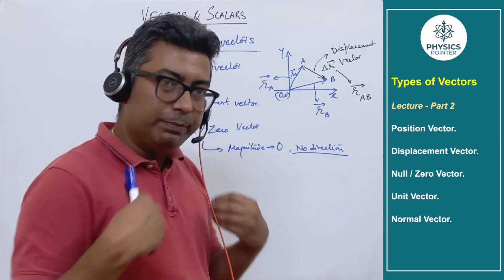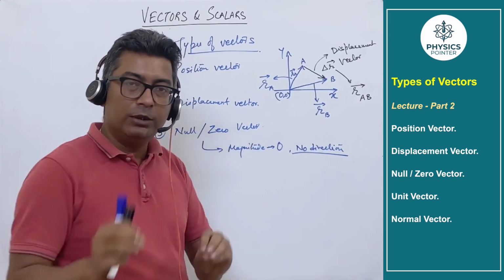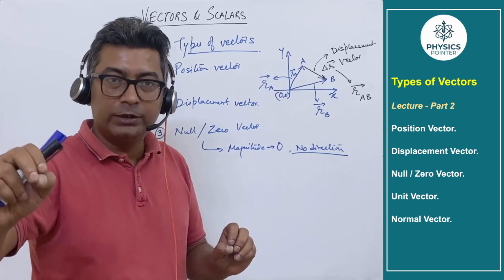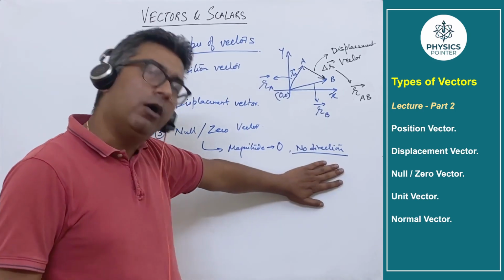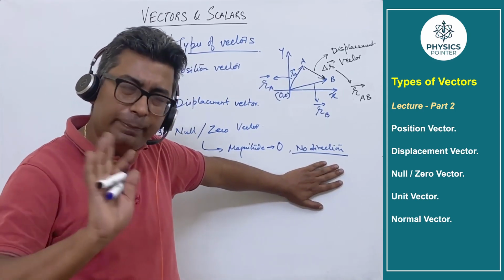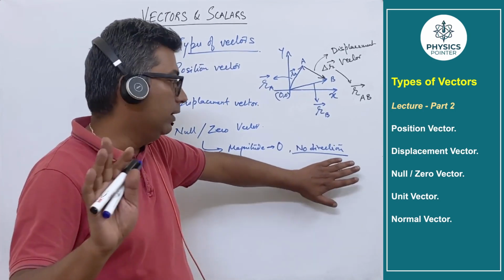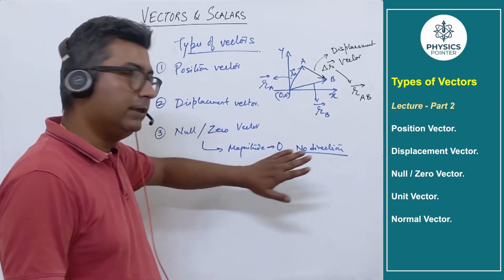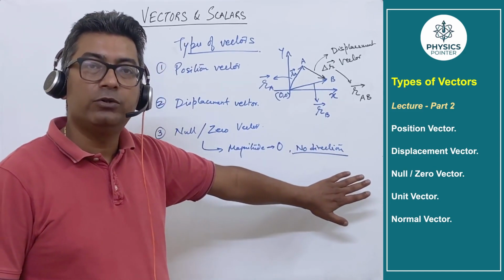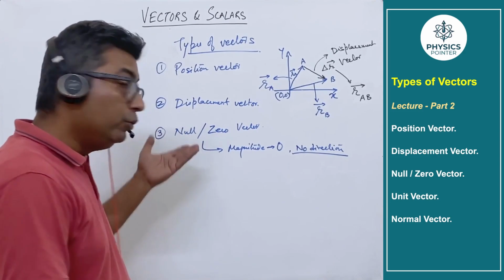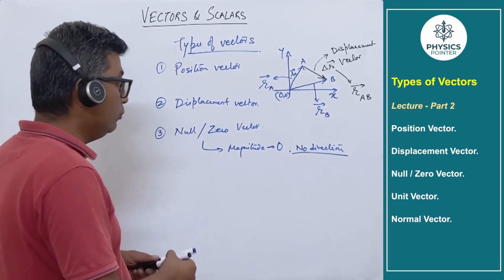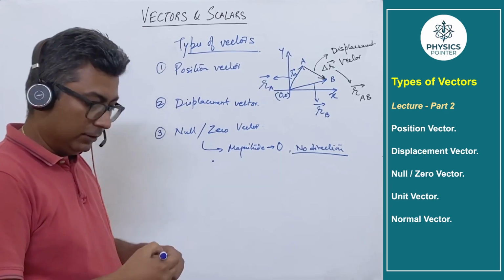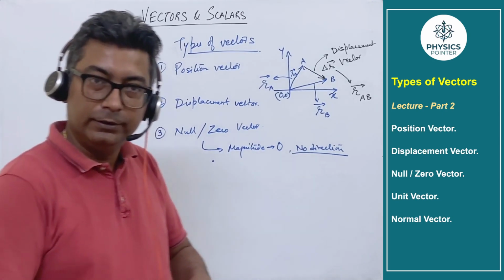From my perspective, from the 11th and 12th perspective, or probably till the point we are doing some graduation physics, it will not have any direction. So keep it simple. There will be no direction for this as well. So no direction and magnitude is also zero. How do you show it? Actually you don't show it, you just put a point here. That's it. That is how you show a null vector.